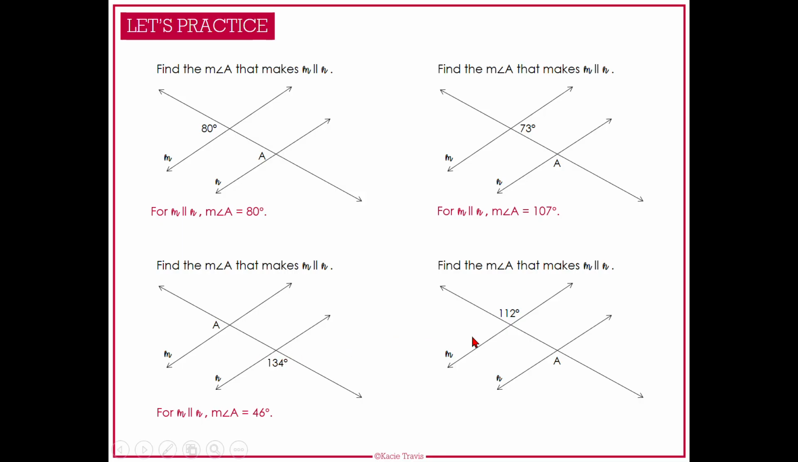Now for our last one, what angle could A be to make these two parallel? I don't know of a pair that 112 and A are, but I do know that they're both outside of our two lines off the top of my head. And it looks like they're on different sides of the transversal, which makes these two alternate exterior. So I had to think about it a little bit before we jumped in. If they're alternate exterior, for them to be making parallel lines, they got to be congruent. So that means that A has got to be 112 also.